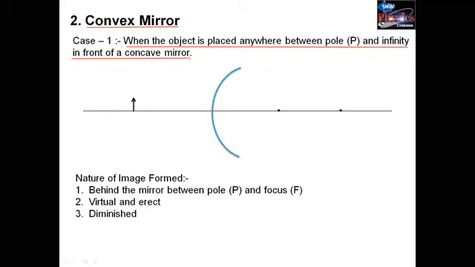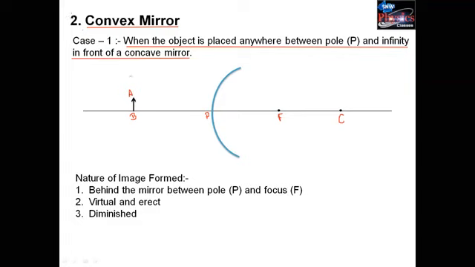Here we saw that the object is placed between pole and infinity. We placed the object between infinity and pole. Let it be an object placed in front of a convex mirror between pole and infinity. It is a convex mirror, the focus will be this side and this is the center of curvature.